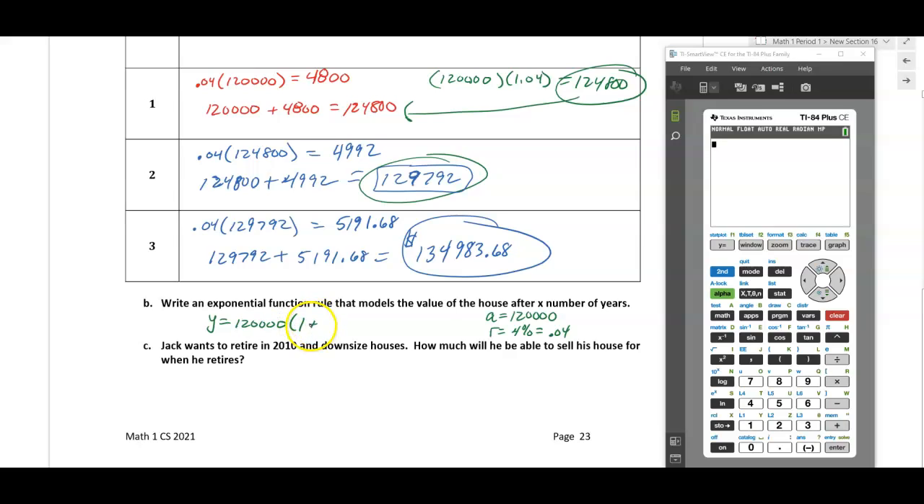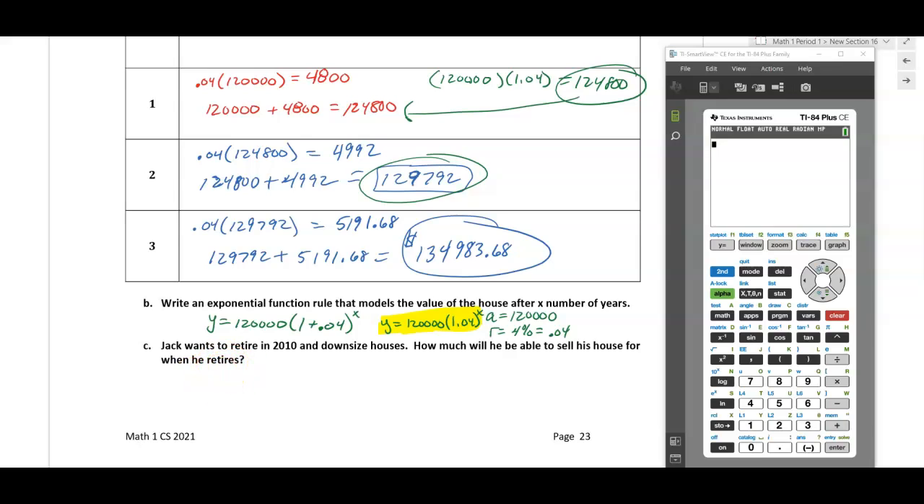1 plus 0.04. And then instead of using t, I'm going to use x as the power. Now that also translates to 120,000 times 1.04 to the x power. This is the function we want to focus on. And the nice part about that function is, here's what I want you to see.